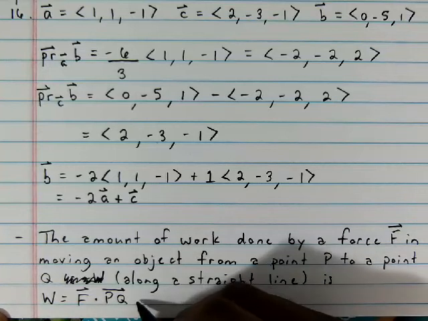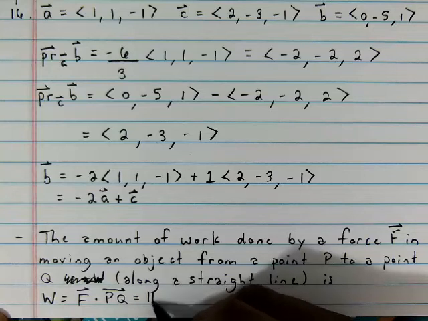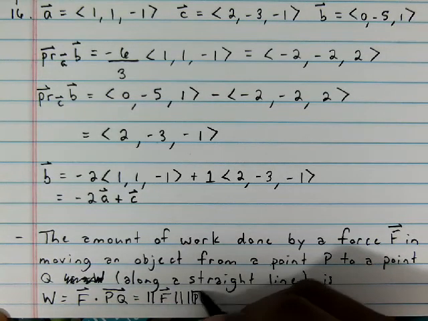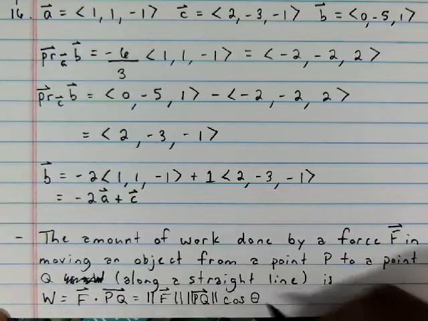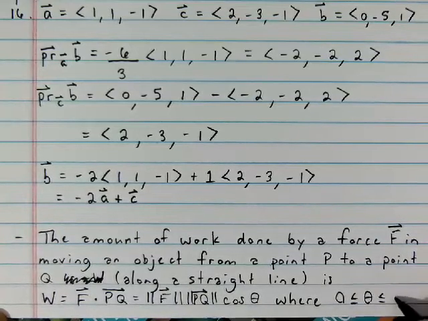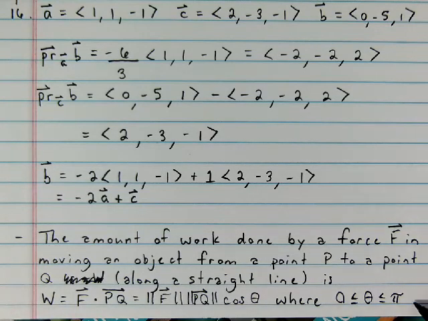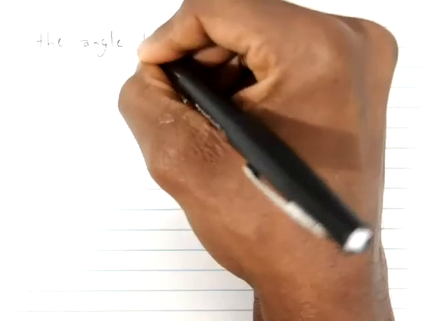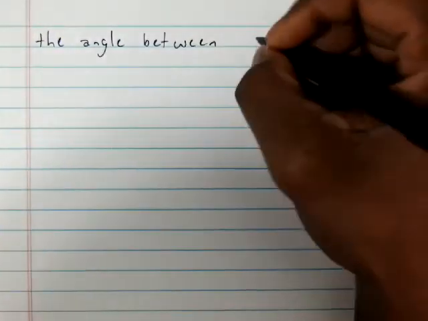Now we know how to compute a dot product, but we also, in just the basic way by definition, know that's the same as the magnitude of F times the magnitude of the vector PQ, then times cosine of theta, where theta is between 0 and pi, is, I'll let you all finish that, is the angle between the vectors F and PQ.